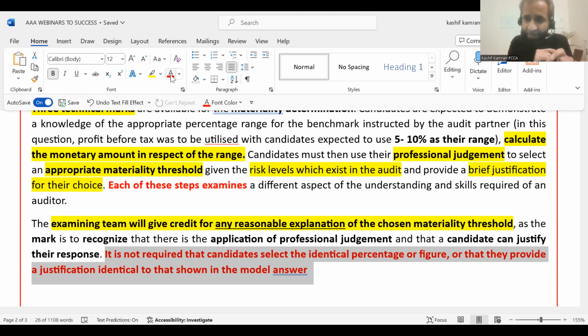Look at the sentence in red. Even though your percentage is different from the examiner, your justification is different from your examiner, the examining team is saying any reasonable explanation for 6%, which I've chosen, and you get 3 marks. So the examining team is not looking for your answer to match the examiner's answer, but is only looking for your application of judgment to reward you 3 marks. So this is the first change, right? Which you should fetch in the AAA paper and fetch 3 good marks. And where to place materiality, I've already made that very clear.